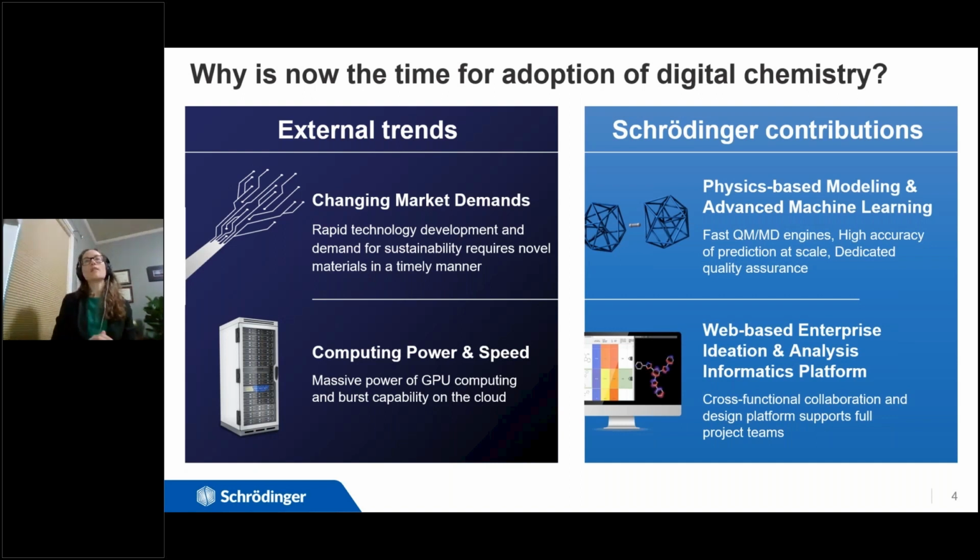So then digital chemistry comes into play as a powerful tool to allow you to make these connections. And so we have these external trends that are pushing for this rapid development, and we want this rapid development in a timely manner. We're combining that with increasing computing speed. So we have the GPU resources. We now have not only that in a single GPU, but the ability to burst onto the cloud.